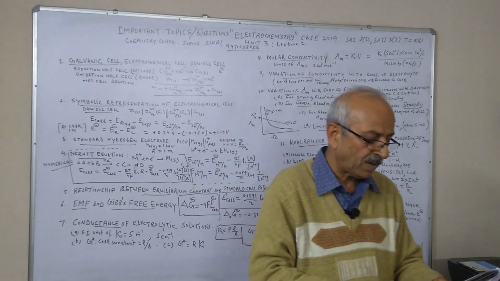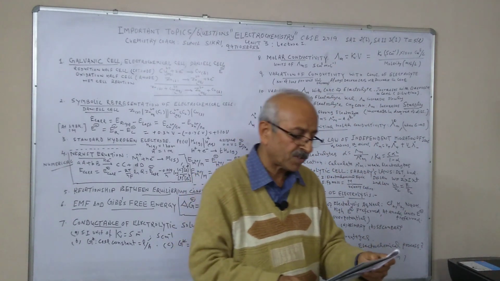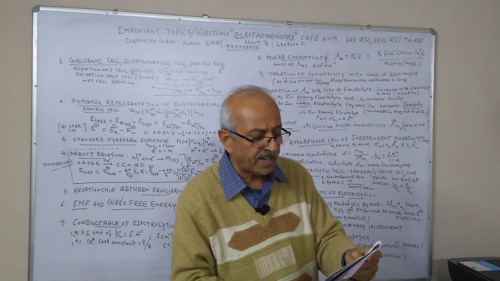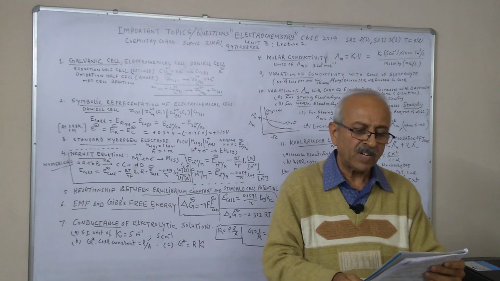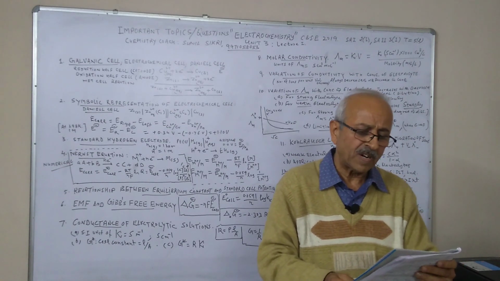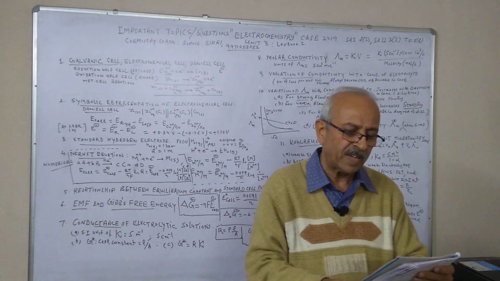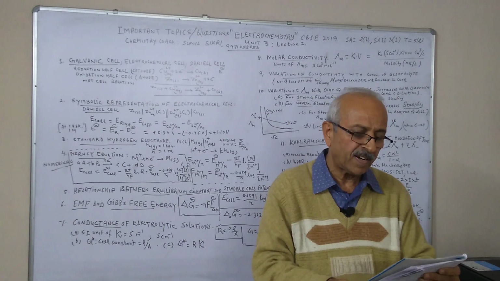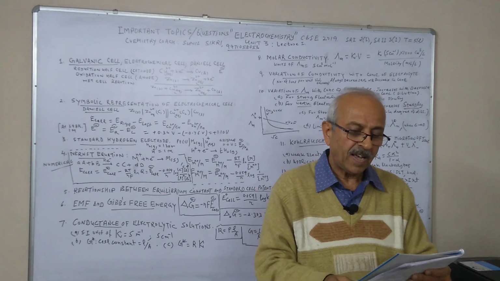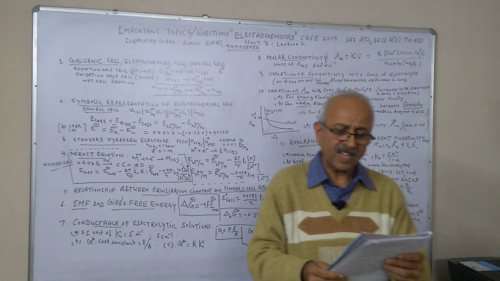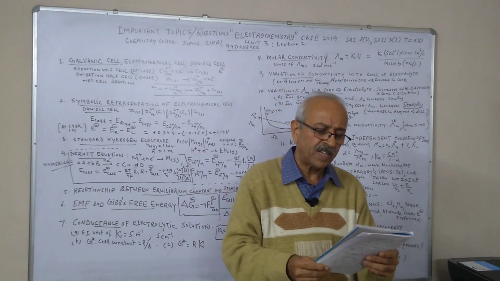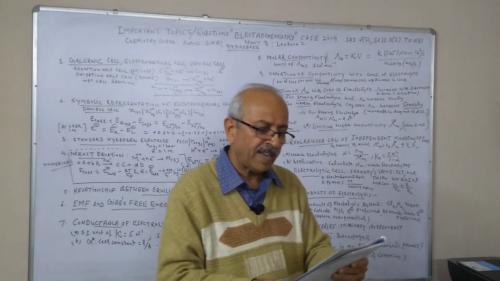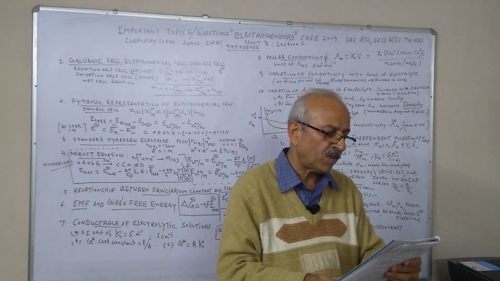Usually it is asked: the resistance of a conductivity cell containing 10 to the minus 3 molar KCl at 25 degrees centigrade is 1500 ohms. What is the cell constant if the conductivity of 10 to the minus 3 molar KCl at 25 degrees centigrade is 1.5 times 10 to the minus 4? Such numericals are given in the NCERT books. Conductivity is equal to 1 by R times L by A, and L by A is the cell constant, so you can determine the cell constant and apply the formula.